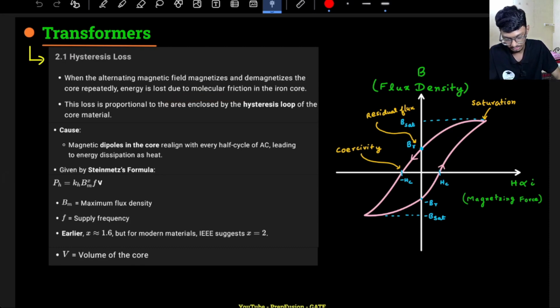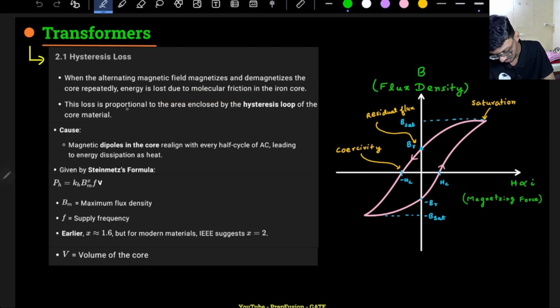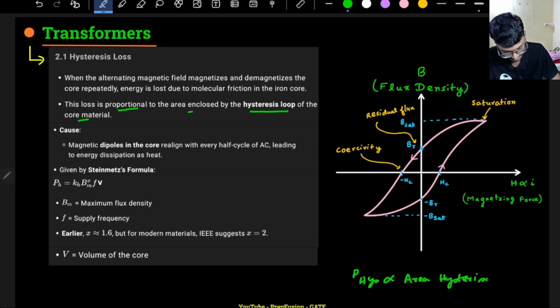Now, the hysteresis loss is actually proportional to the area enclosed by the hysteresis loop of the core material. So, P hysteresis is proportional to the area of the hysteresis loop. How is it proportional? I will briefly discuss that as well.